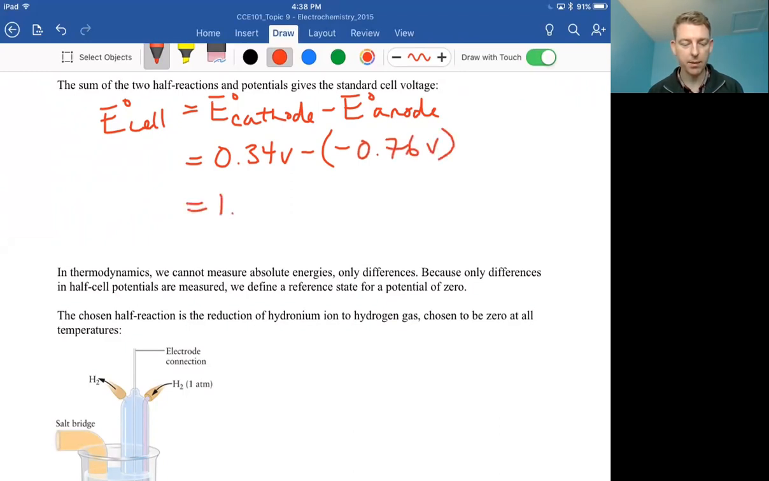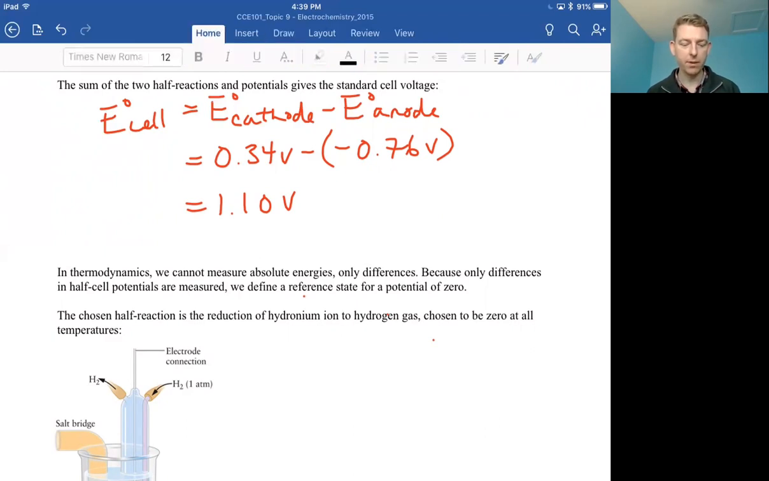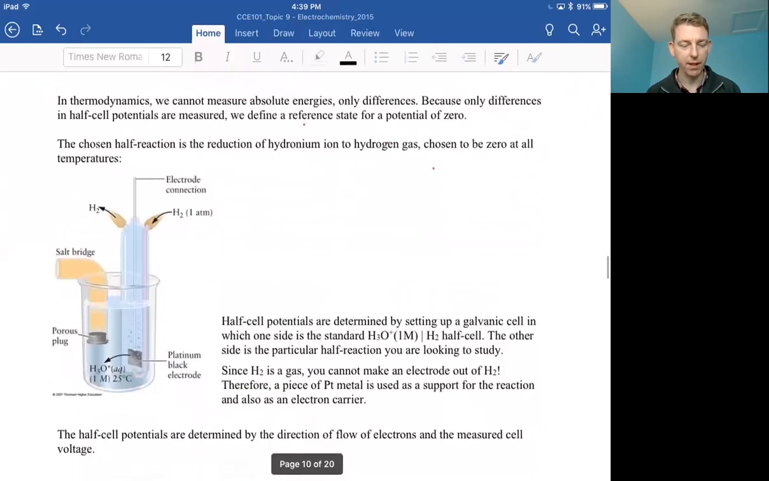And we get the same answer as above, naturally 1.10 volts on the cell. Okay, so moving on. As with a lot of thermodynamic properties, we can't really measure absolute values for these things. We have to look at their relative values.